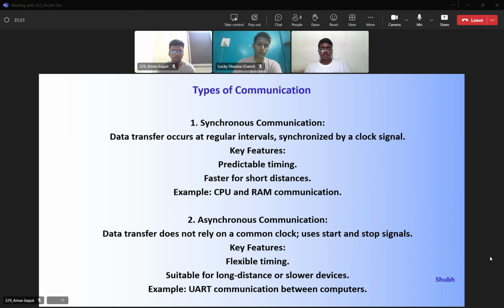To summarize, synchronous communication is about speed and predictability, whilst asynchronous communication provides flexibility and adaptability. So, what do we conclude from this slide? Understanding these communication types helps us design efficient systems tailored to specific requirements. Both approaches play a critical role in ensuring smooth data transfer in modern computing.